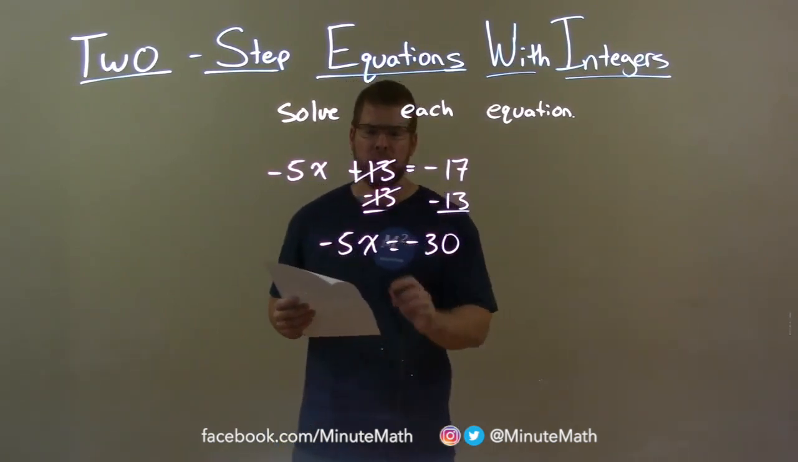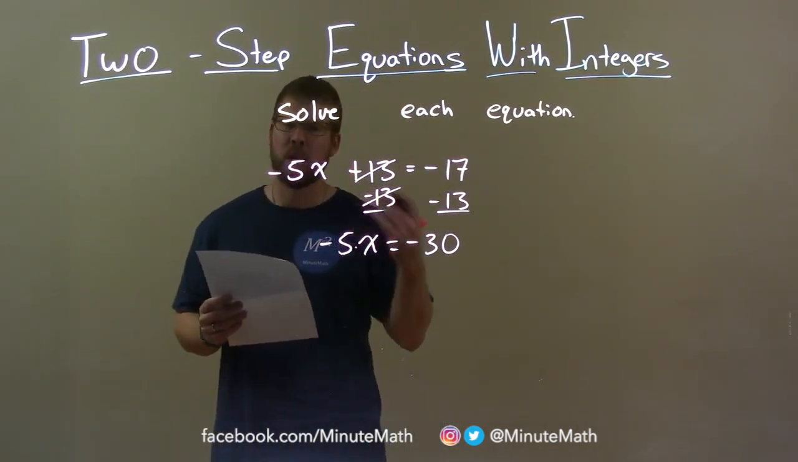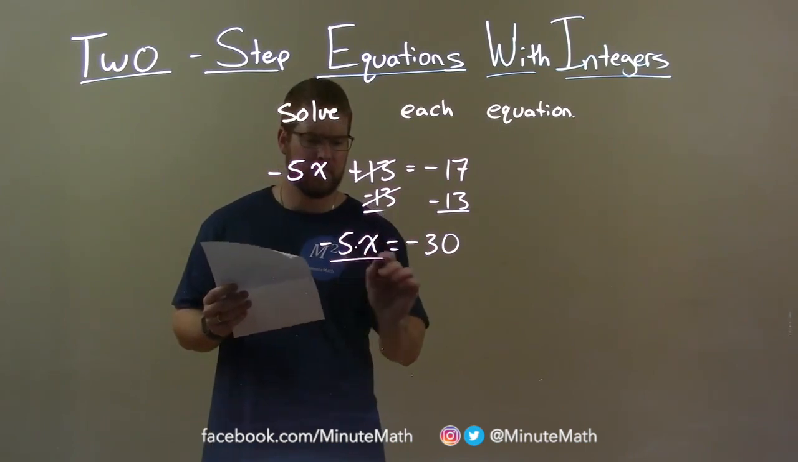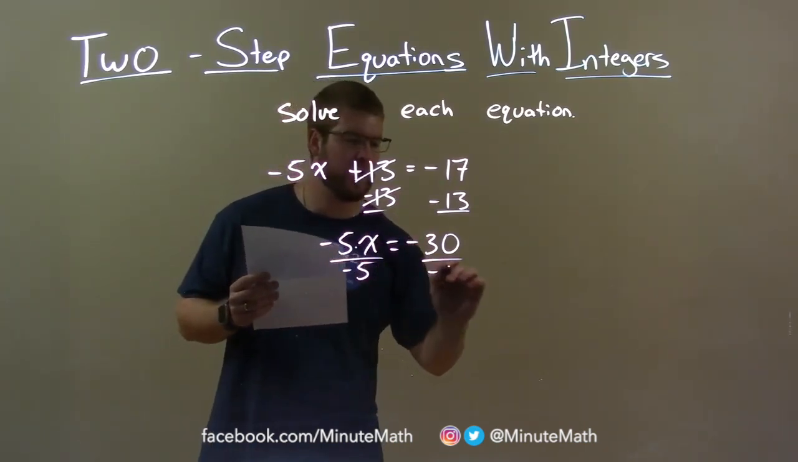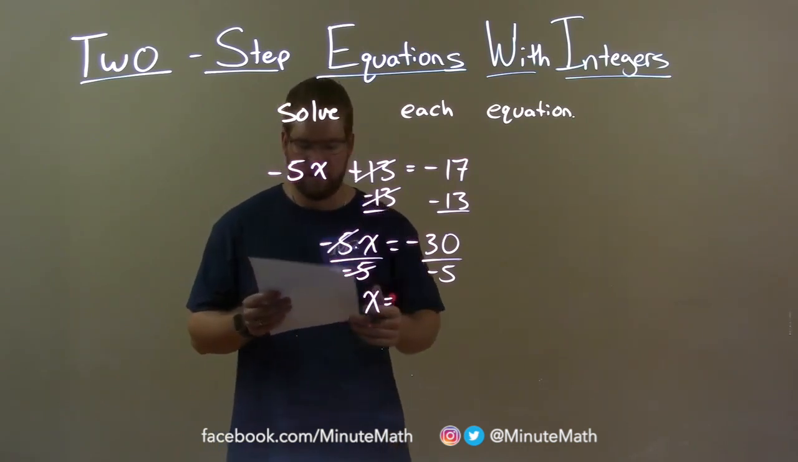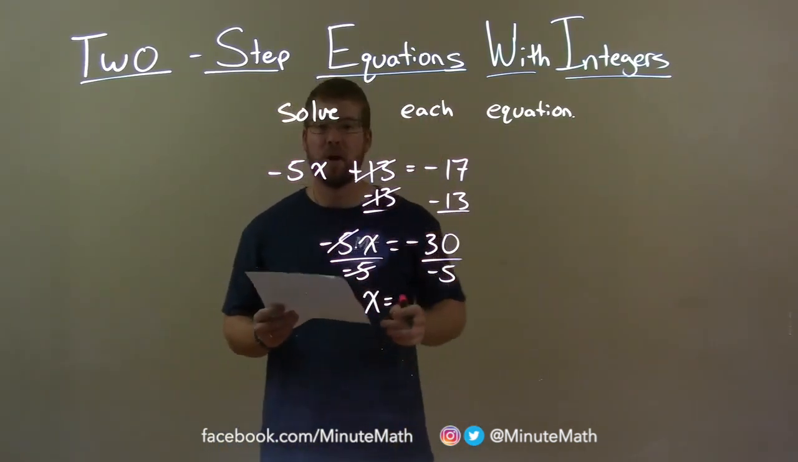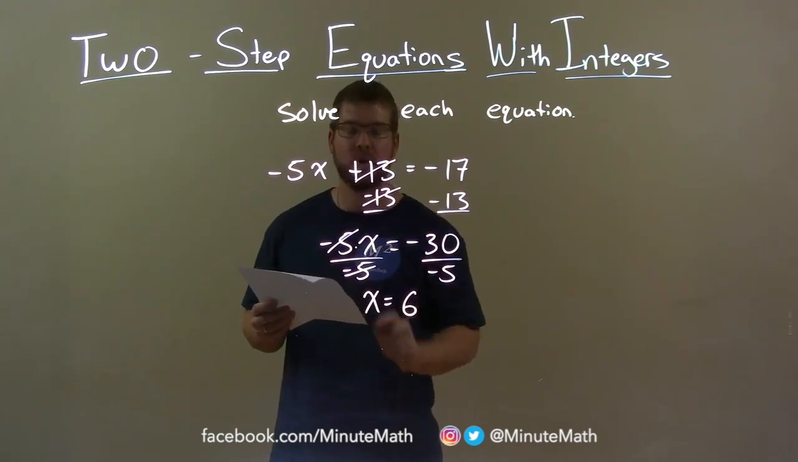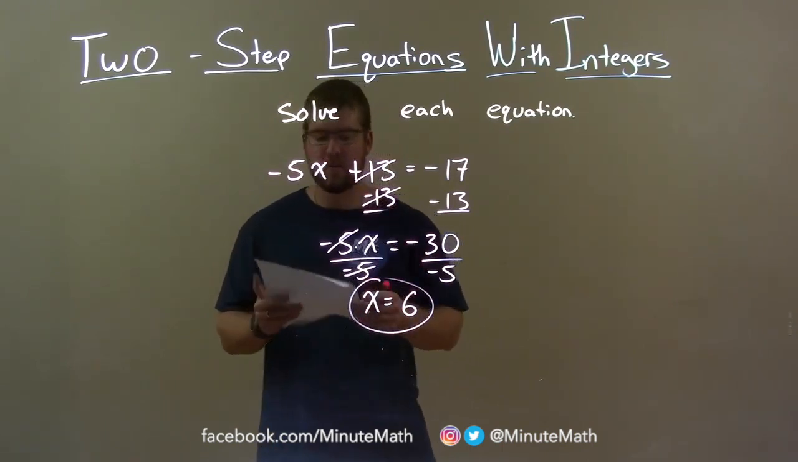All right. Now we're multiplied by negative 5 here, so the opposite of multiplication is division. Divide by negative 5 on both sides. The negative 5's cancel, giving me x by itself on the left. On the right, negative 30 divided by negative 5 is a positive 6. So my final answer is x equals 6.